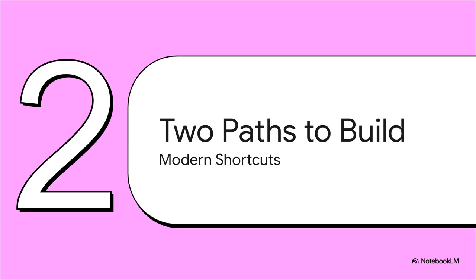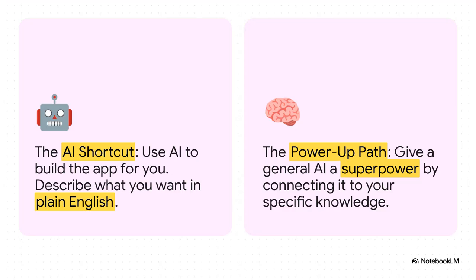Let's break them down. On one side, you've got what I like to call the AI shortcut. This is literally like having an AI developer on your team. You could just describe, say, a customer feedback tracker in plain English, and a service like AWS App Studio will actually generate the app for you. Wild, right?